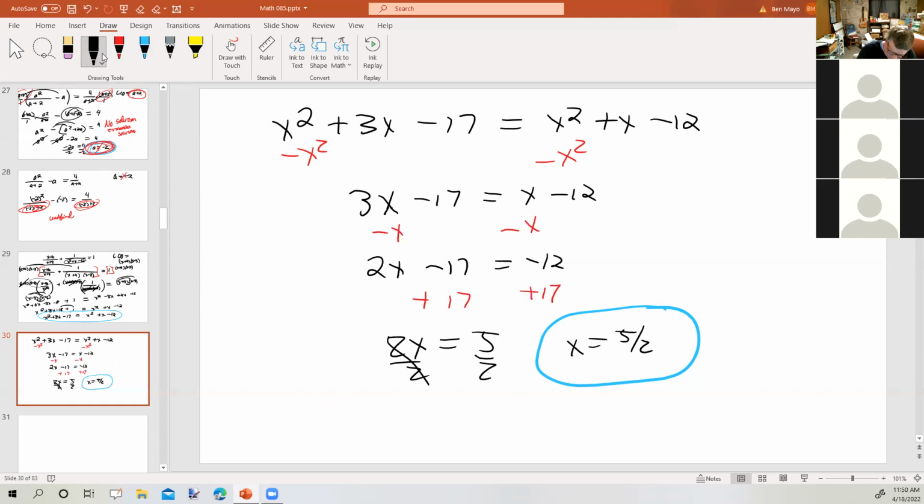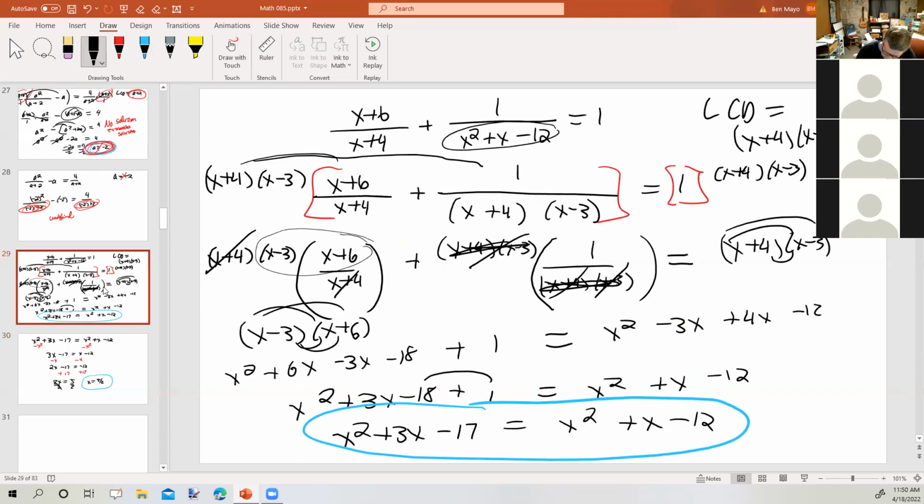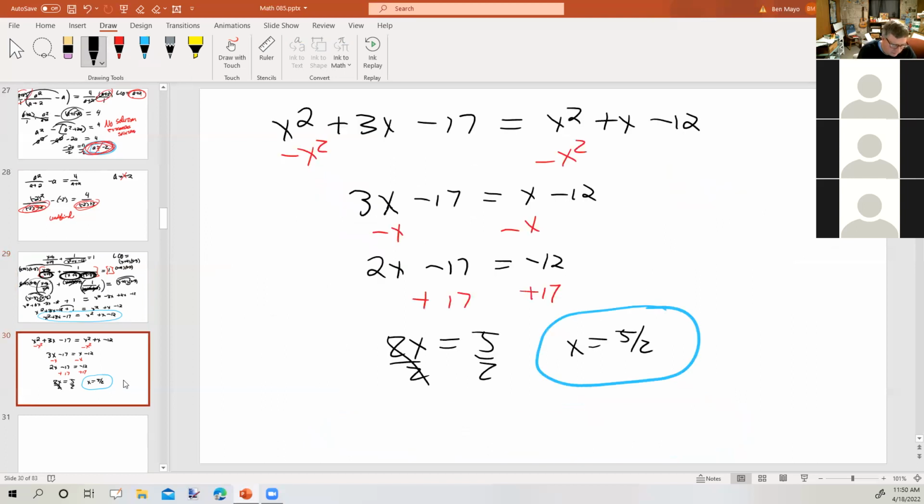Now let's check our work. 5 halves. Let's go back up here. What would cause problems? Well, a -4 would give us a 0 in the denominator there. 5 halves is not -4. Same thing here. A -4 would give us problems there, but it's not. A +3 would give us problems there, but the answer is not +3 or -4. It's 5 halves. So this should be an answer that works.